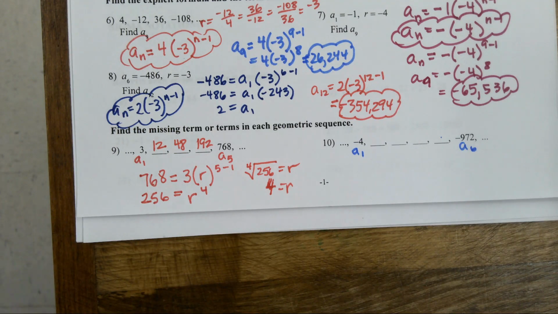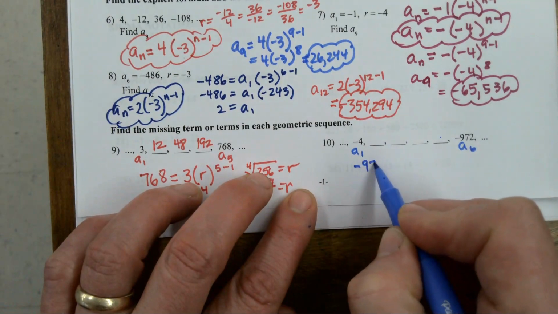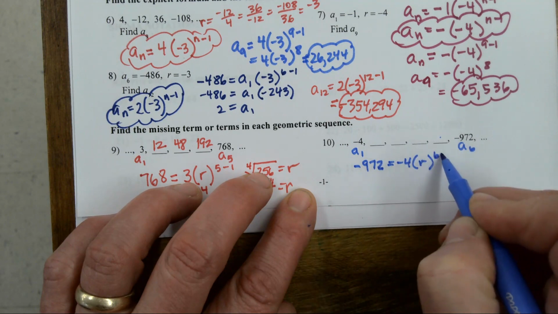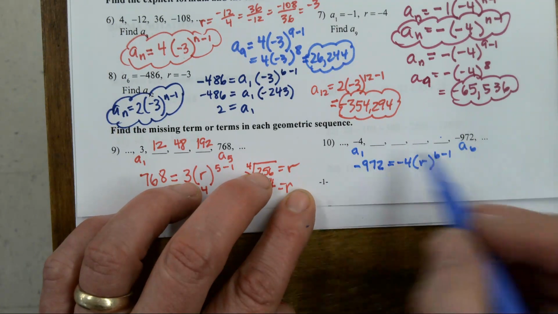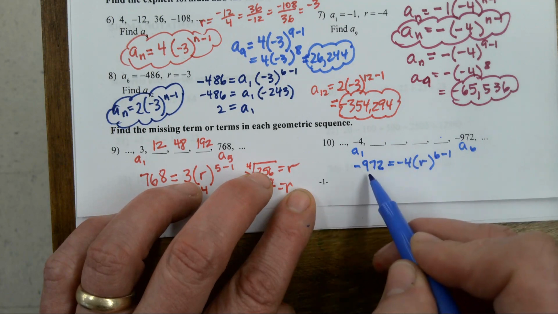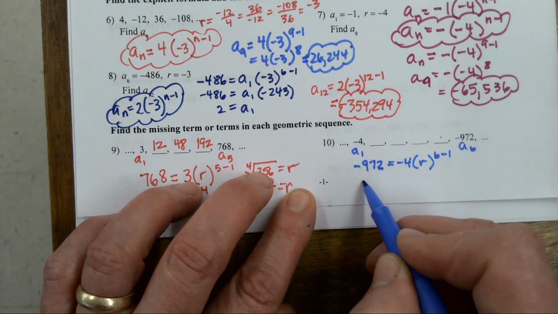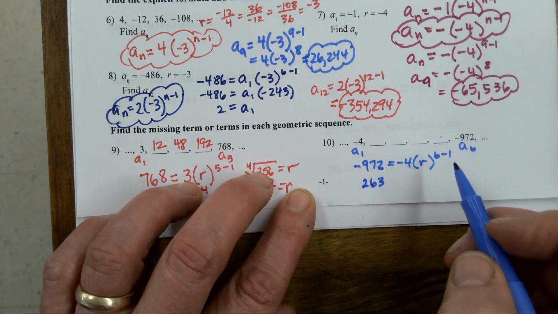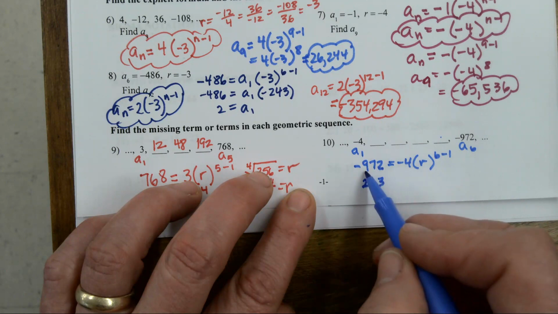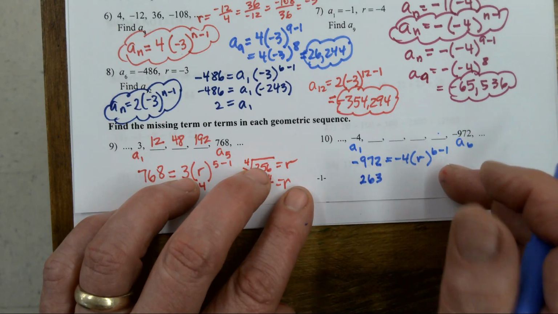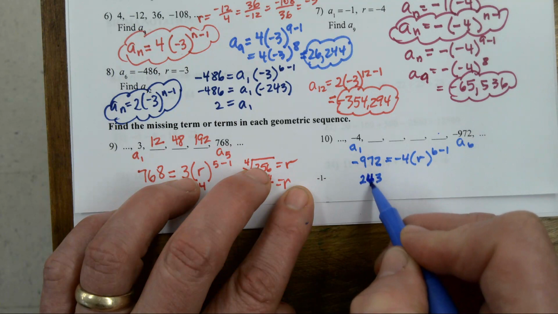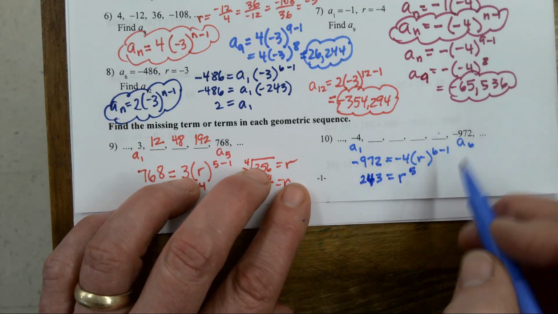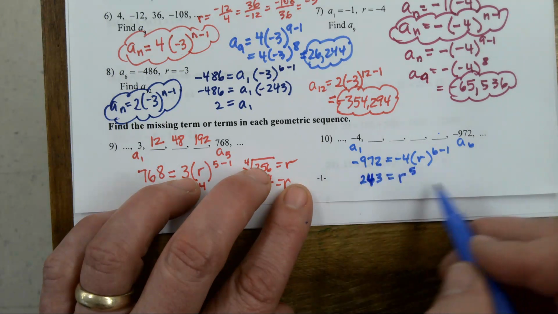So again, I end with negative 972. I started with negative 4. I multiplied by r to the 6 minus 1 power. All of those pieces come into play. I can divide by negative 4. So that is 243. Okay, thanks. 243. So 243 is r to the 5th. That was just me dividing by -4 to get that value.